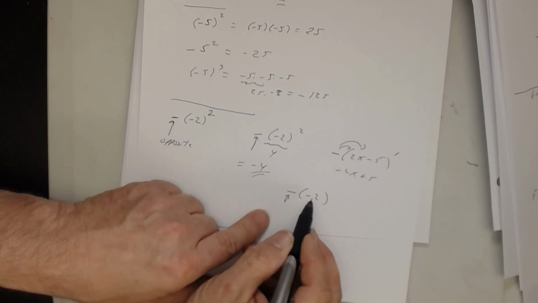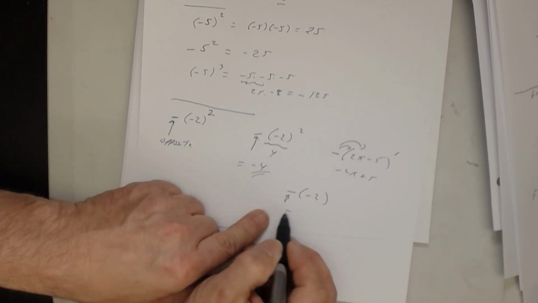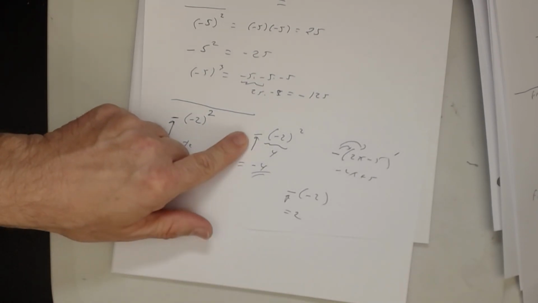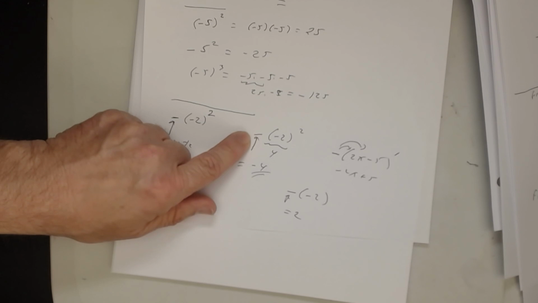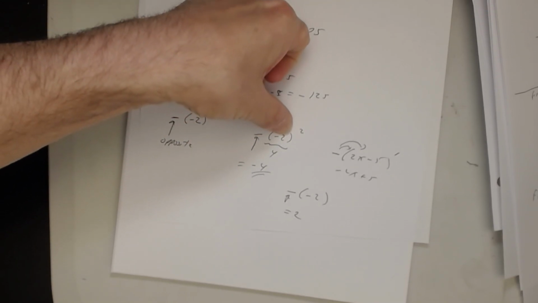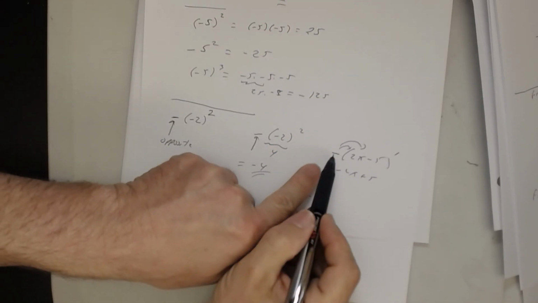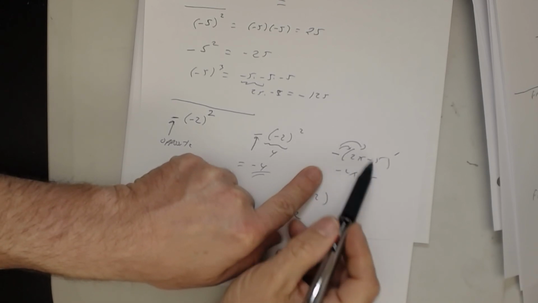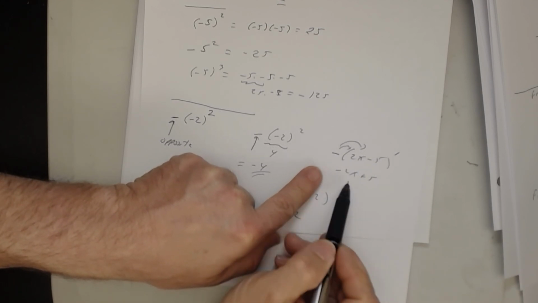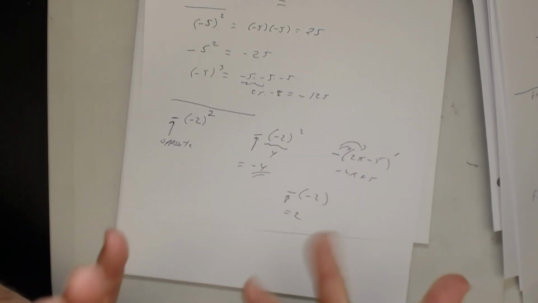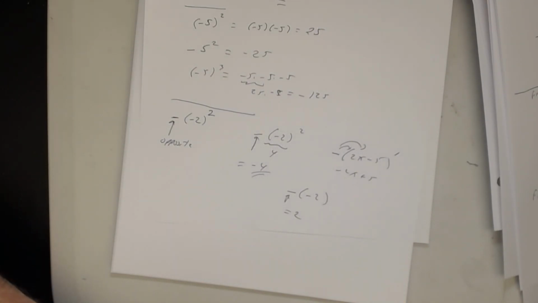But always think of this as the word opposite. The opposite of a -2 is what? +2. The opposite of a -2 squared, order of operations, I do exponents first, right? So what's -2 squared? +4. The opposite of a +4 is a -4. Same thing here. I can think of this as the opposite of this binomial. What's the opposite of 2x? What's the opposite of -5? Same thing. All these are related.